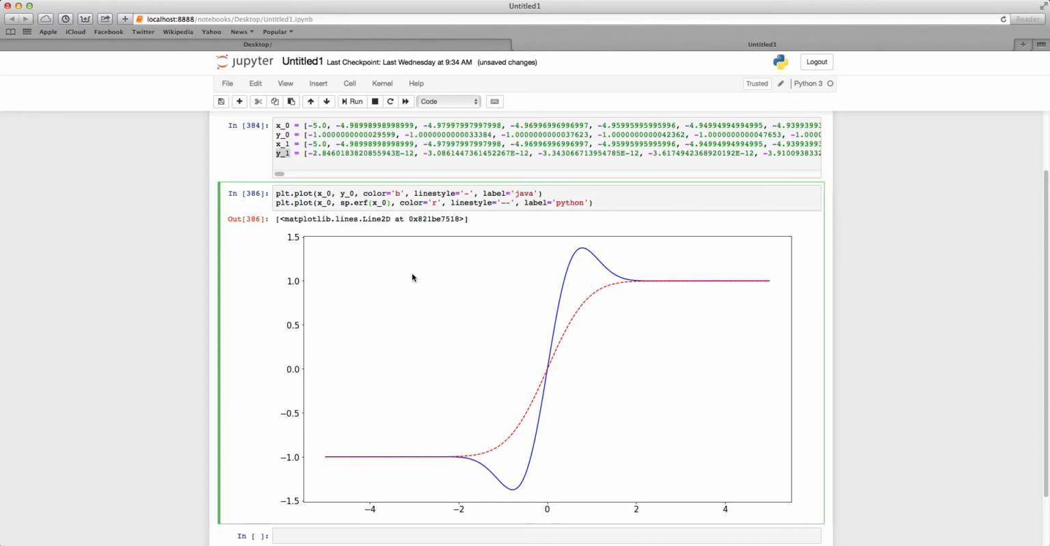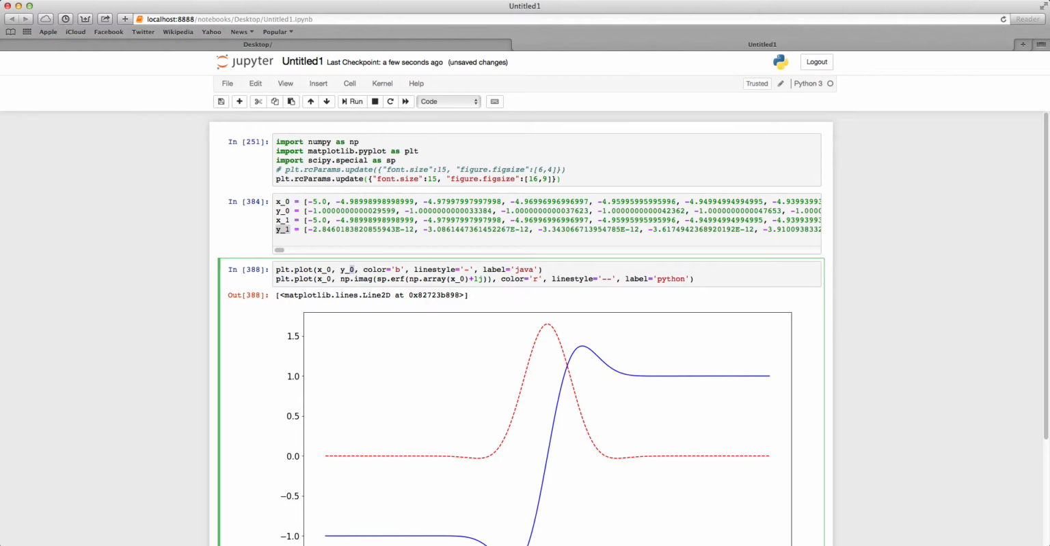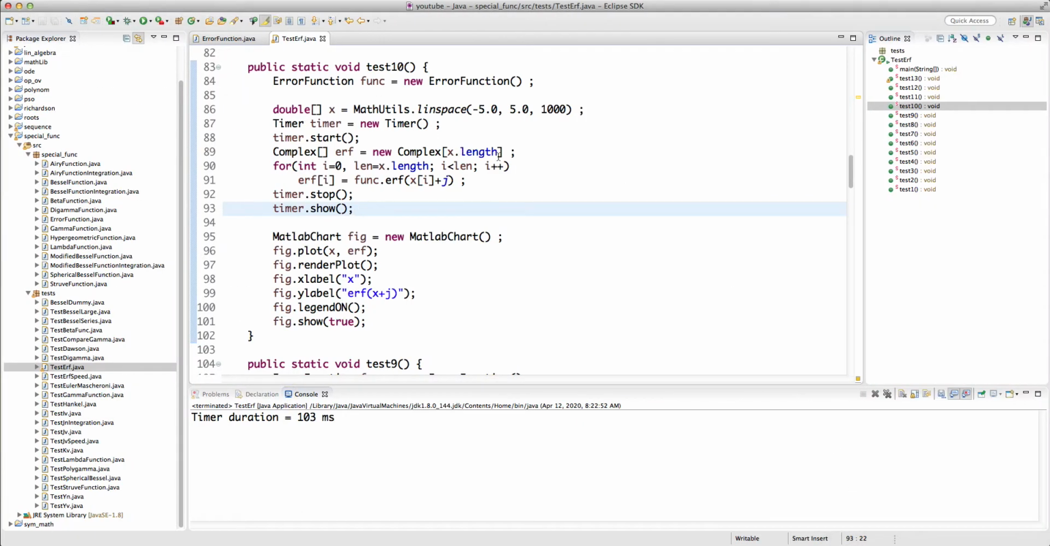So in order to calculate this, I have to call numpy.real, all right? But then I have to add the j, right? So I have to convert this x0, which is a list, to a numpy array, because operators are overloaded for numpy's array, and then I add the 1j to it. And as you can see, we get a perfect fit. If I switch to the imaginary part, then I need to plot y1, which, as you can see, is also a perfect match.